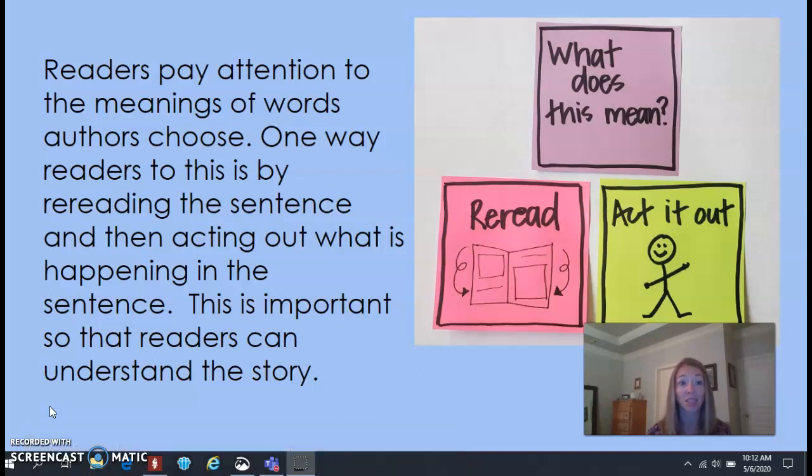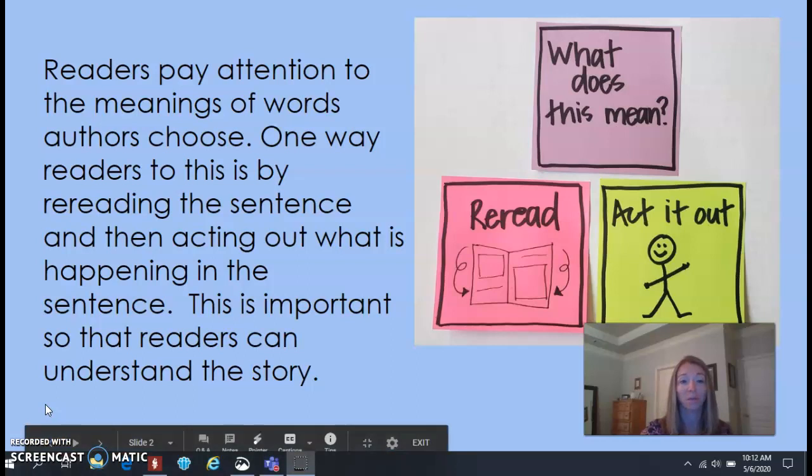One way they do this is by rereading the sentence and then acting out what is happening in the sentence. This is important so that readers can understand the story. Let's try this together.